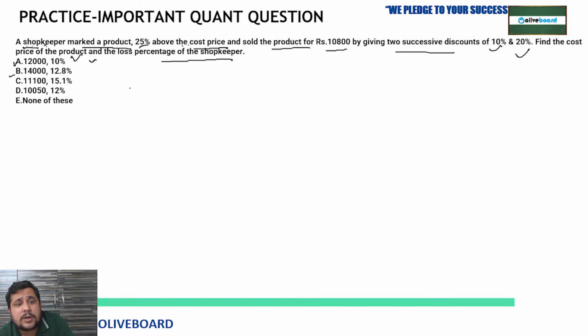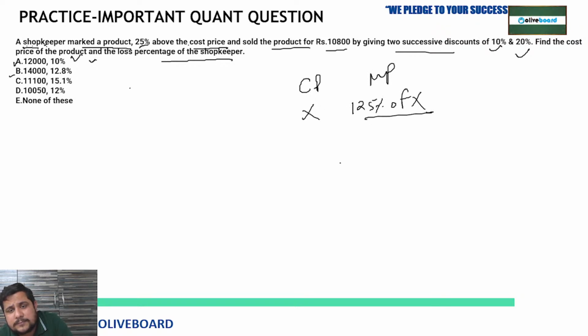See, the shopkeeper marked the product 25% above the cost price. So if the cost price is X, then the marked price would be what? 125% of X. Clear? So the cost price, and he sold the product for rupees 10,800. So the selling price of the product is also given, that is 10,800.